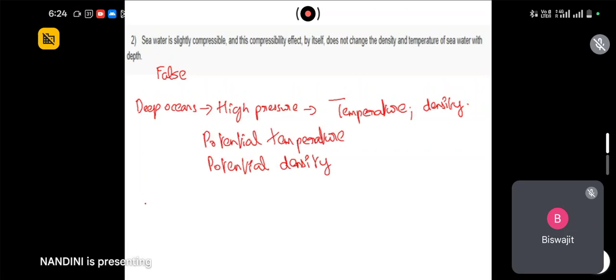So in order to account for the change of the density of seawater with respect to depth, we generally use potential temperature and potential density while doing calculations or looking at the profiles. So the answer to the question is false.